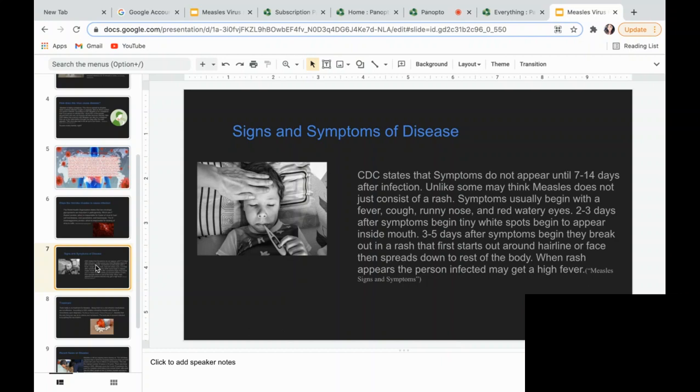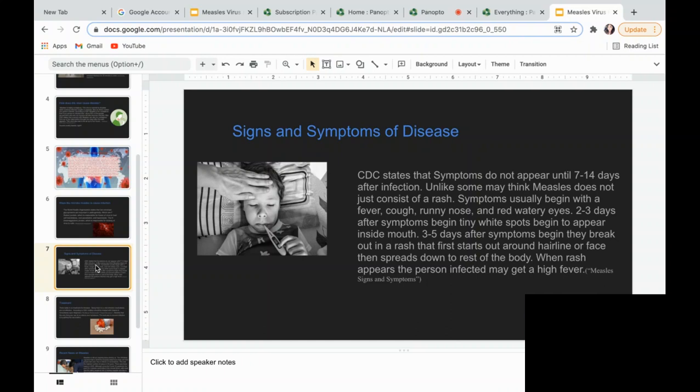Signs and symptoms of disease. The CDC states that symptoms do not appear until 7 to 14 days after infection, meaning you're asymptomatic for that time, but you're still contagious. Unlike what some may think, measles does not just consist of a rash. Symptoms usually begin with a fever, cough, runny nose, and red, watery eyes.